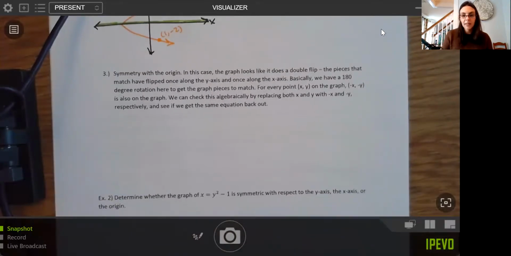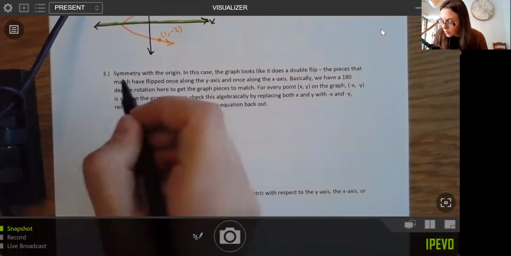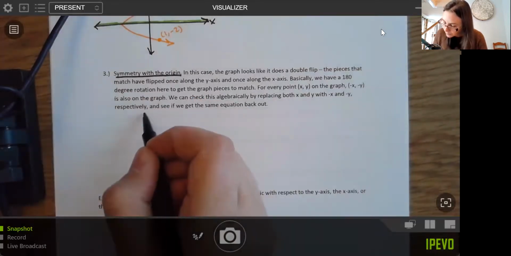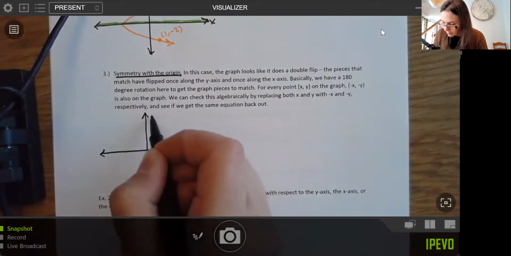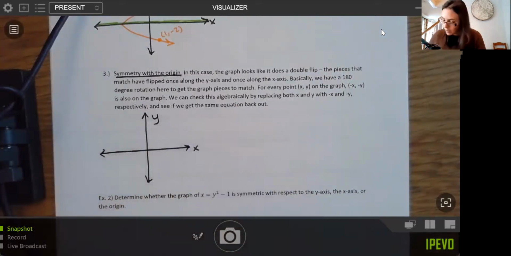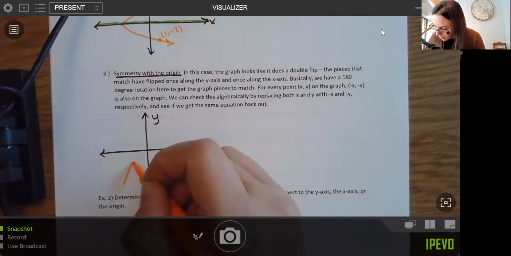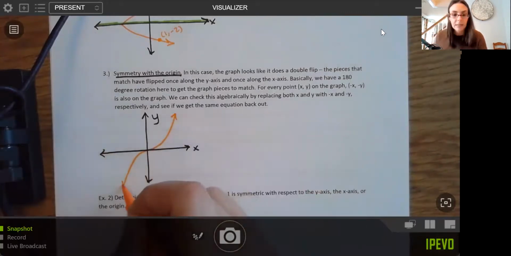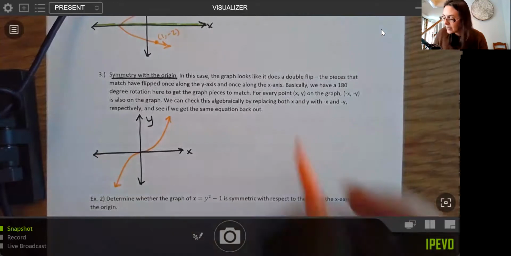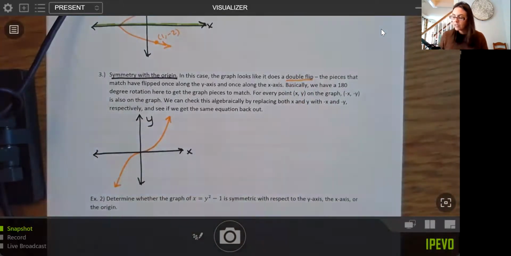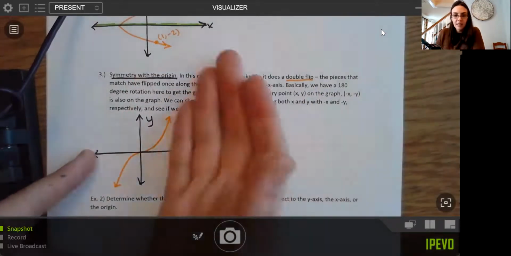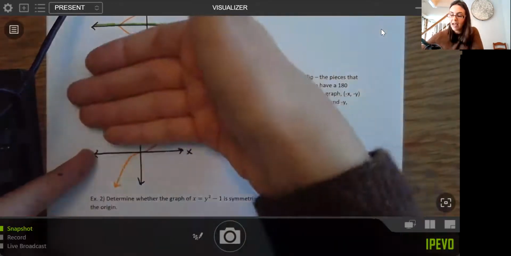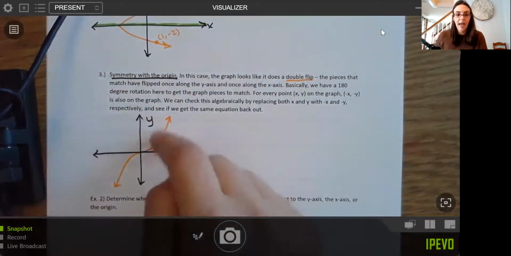And the last one is probably the toughest to see. This one is called symmetry with the origin. And here's a classic example. Something like this. So it almost looks like it does a double flip. So the pieces have flipped both along the x-axis and the y-axis. So if you were to fold your paper along the y-axis this way, and then again in half along the x-axis, those two halves should match up.